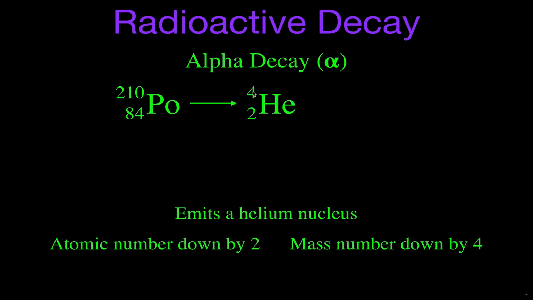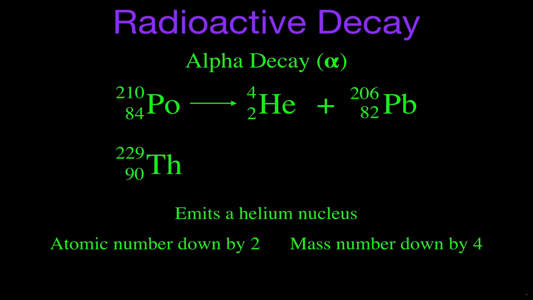And when we do that, we know that the atomic number is going to go down by 2, from 84 to 82. And the mass number is going to go down by 4, from 210 to 206. We look on the periodic table: what is element 82? That is lead, plumbum, Pb, and we write lead there. And that's it. That's the alpha decay equation for polonium-210, which decays into lead-206 through the emission of a helium nucleus or an alpha particle.